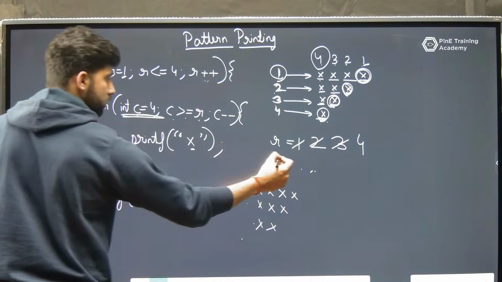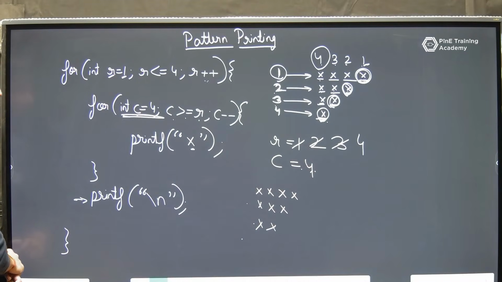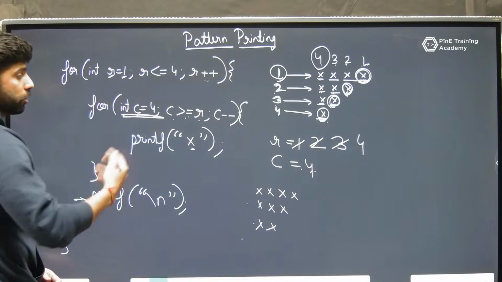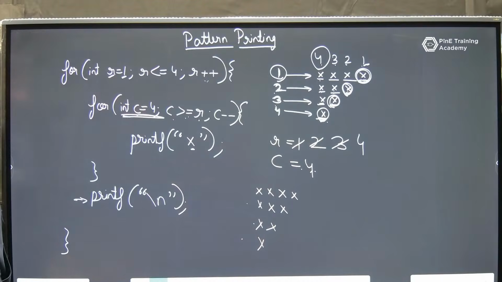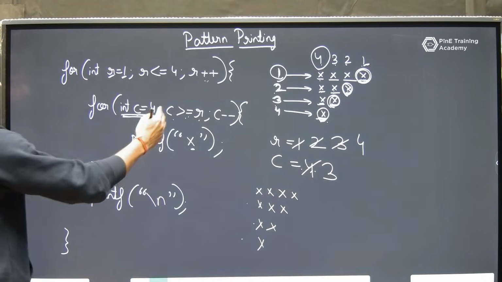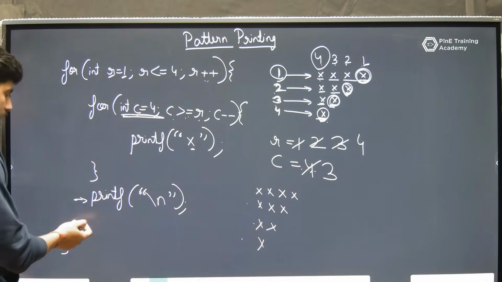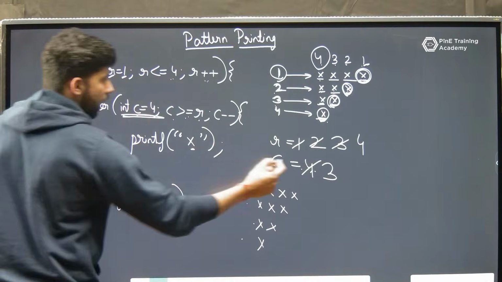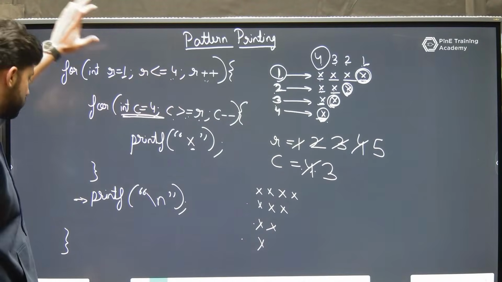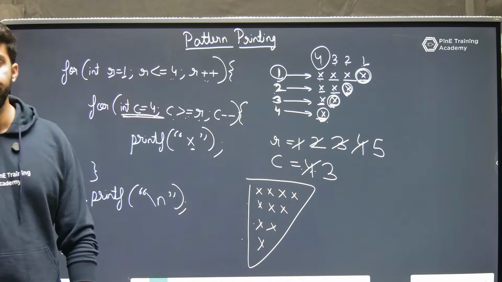We will again start with c equals to 4. We will check, is 4 greater than equals to 4? It is true. We will print it. C minus minus, that means, is 3 greater than equals to 4? No. We will come out of this loop, slash n will be printed, and when we go next, our r will become 5, and when the condition is evaluated, is 5 less than equals to 4, it is false. So we will come out of the whole loop and our pattern is here.